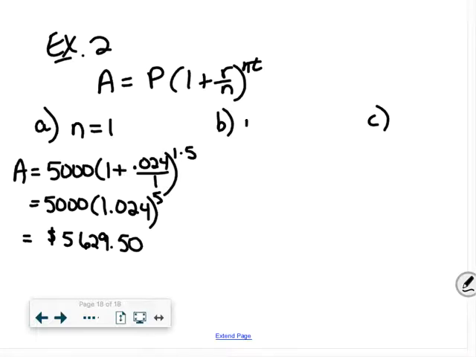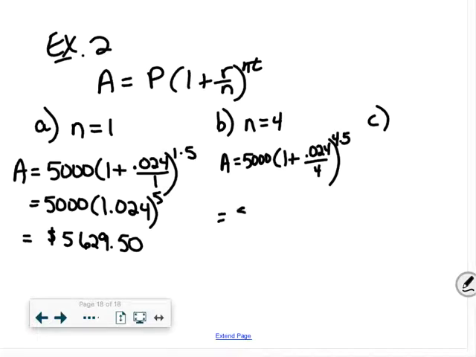All right, so letter B, quarterly is 4. So you're going to say A equals 5,000 times 1 plus 0.024 divided by 4 to the 4 times 5 power, okay? So that's what you should have initially gotten. If you have a graphing calculator, you can enter it just like this. It should be fine. This one, I got 5,635.46. Did you guys get that in B?